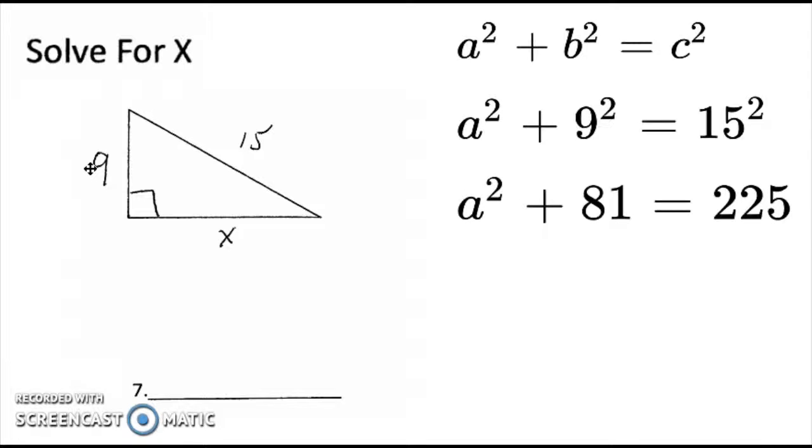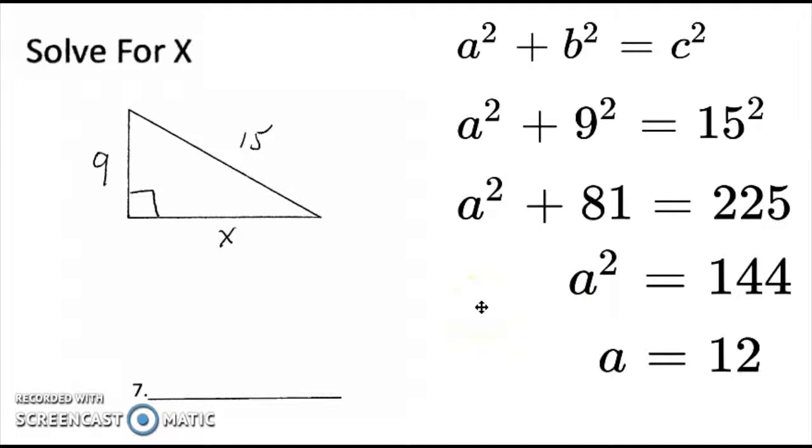Square both numbers. 9 squared is 81. 15 squared is 225. Subtract 81 from both sides, you get 144. Now you take the square root to find just a, which is 12. So your answer for number 7 is 12.